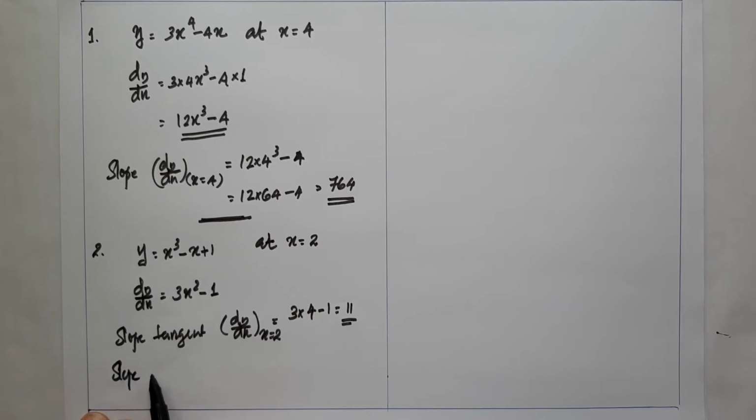Also, the second question is the slope of the normal. Slope of the normal means the negative reciprocal of the slope of the tangent, that is minus 1 divided by 11. That's all. That is the slope of the tangent and the slope of the normal. Now discuss one more question for finding the slope of the tangent.